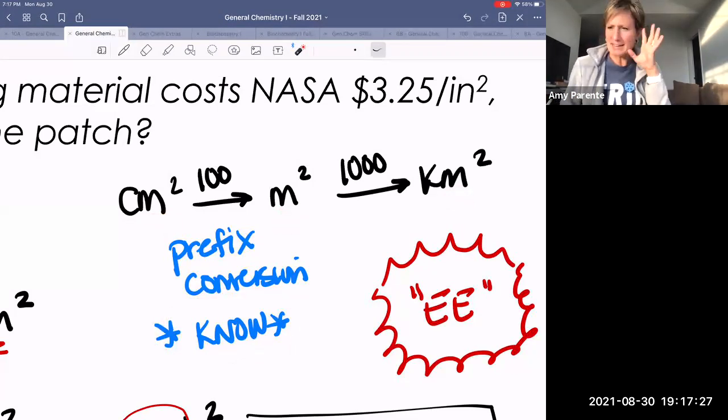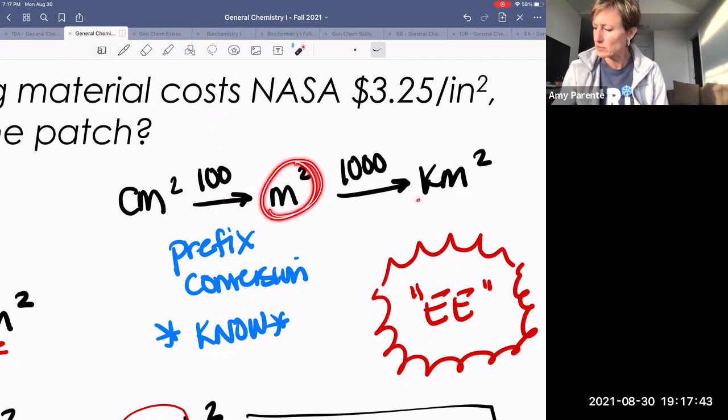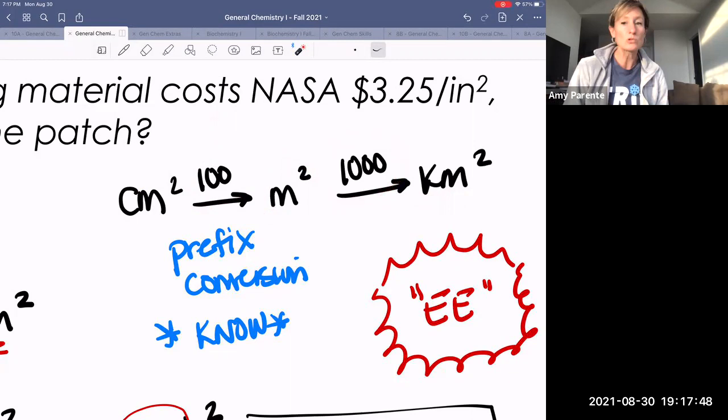In my mind, and again, I'm not doing any calculating yet, I'm just doing some planning, making my roadmap. I know the relationship between centimeters to meters is a factor of 100. There's 100 centimeters in 1 meter. I also know a relationship between meters to kilometers. It's going to be a factor of 1,000. Those are those prefix conversions that I need to know.